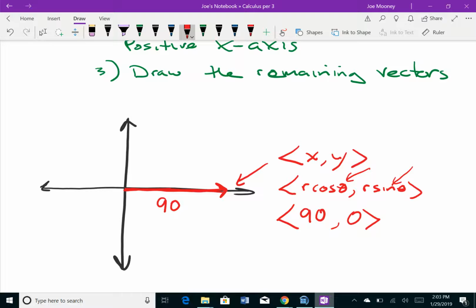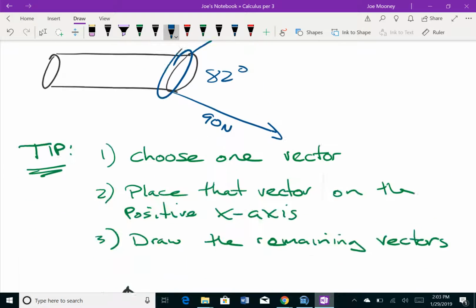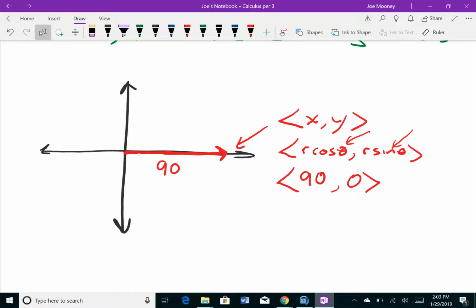Now, okay, so we slammed one of the vectors on the x-axis. Now the other, just draw the rest of the vectors. So I'm going to draw another vector. Let's go ahead and draw it in blue. The next vector is 82 degrees away from that one. It's not to scale, I put it way up here. And I should have made that a bit shorter. There we go. And its length is 70 newtons.